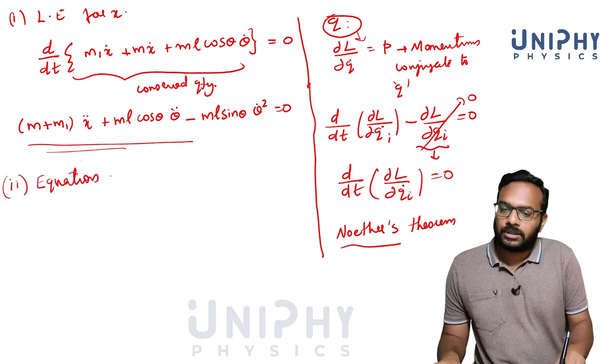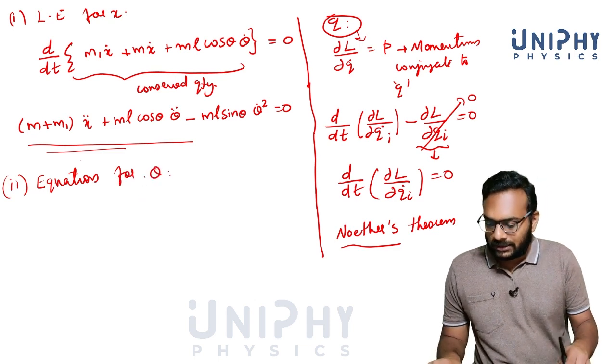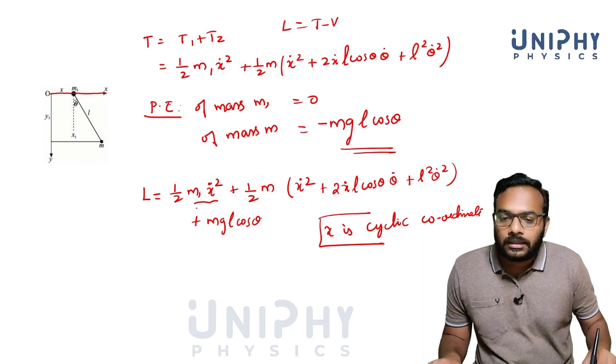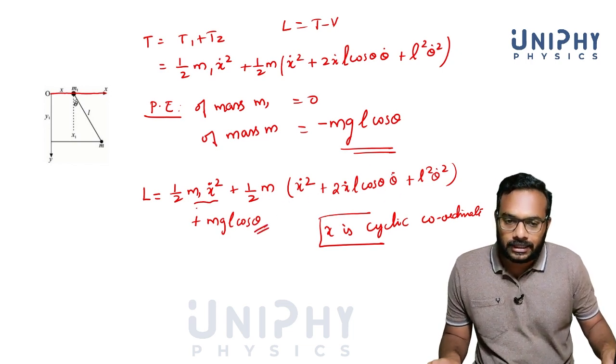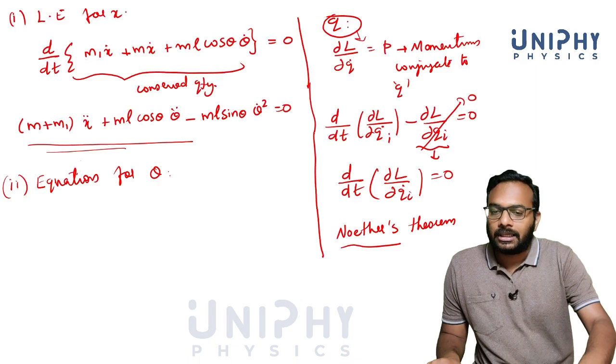The equation of motion for theta. Okay. So here we see that it depends on theta. All right. Theta is not cyclic. So we need to find dou L by dou theta dot and dou L by dou theta and then combine it in the form of this Lagrange's equation.